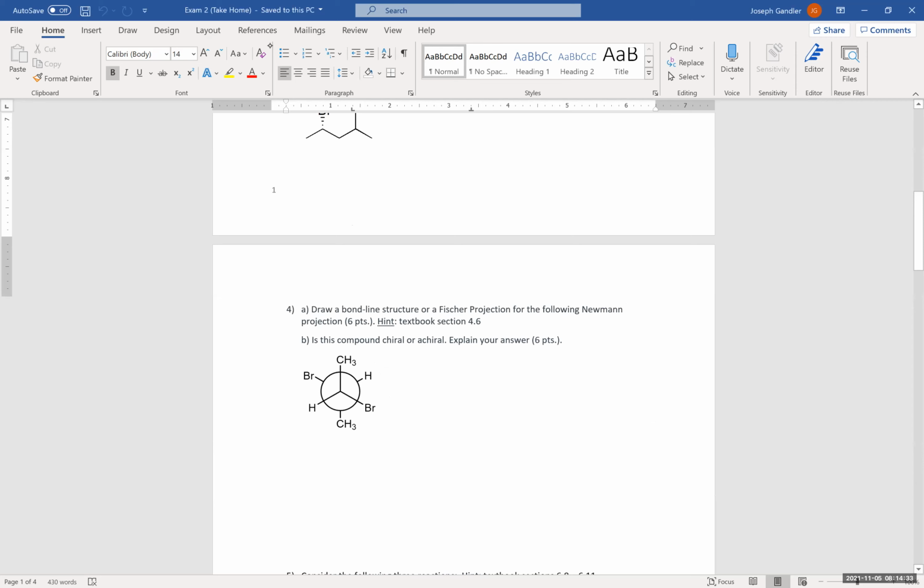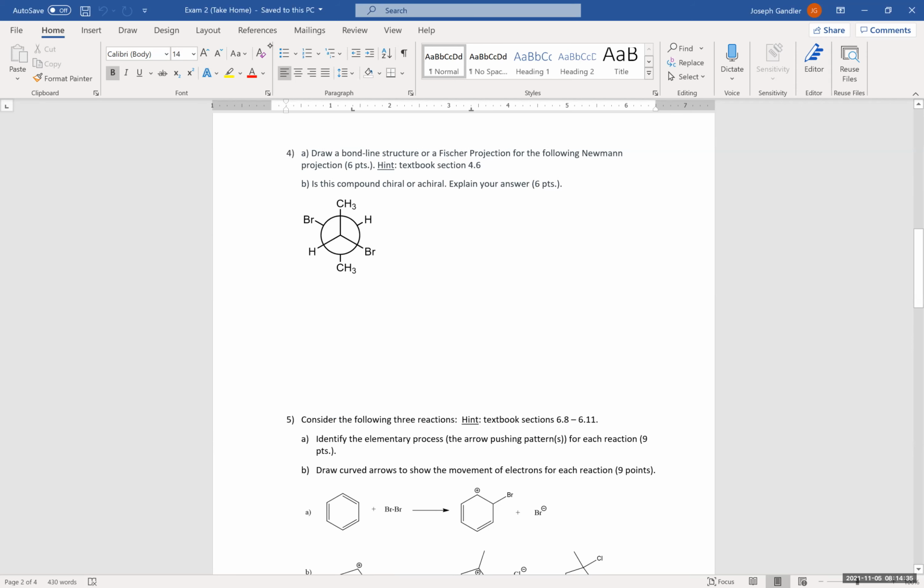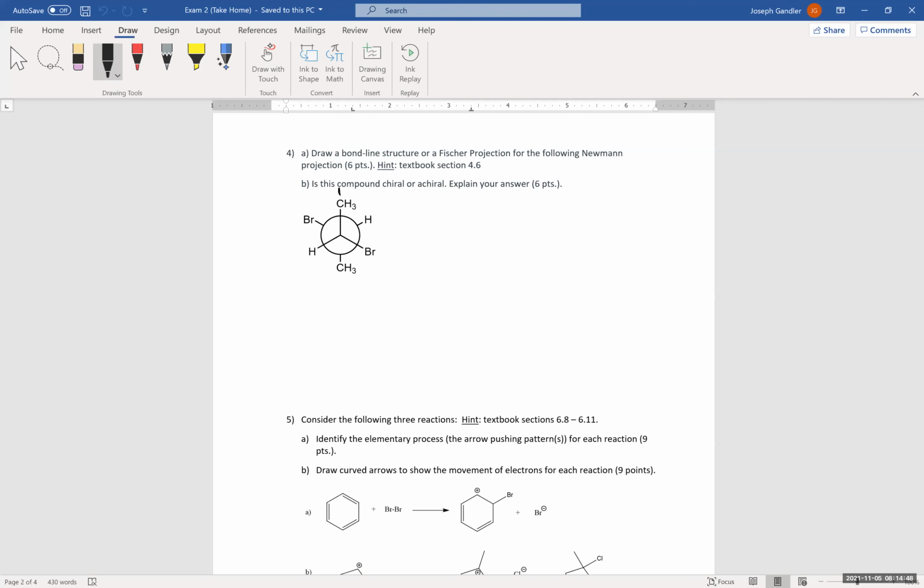So we're going to draw a bond line structure or a Fisher projection for the following Newman. Okay. So how many carbons do we have? Well, we have one carbon and then 2 carbons. And then the one behind the circle is 3 and this methyl is 4, right? So we have a 1, 2, 3, 4 carbon chain, right?